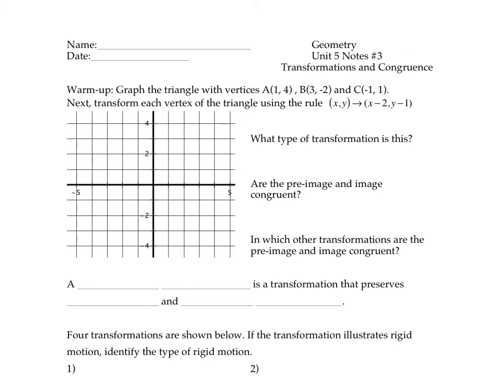Hi everyone, today's lesson is a really quick one from Unit 5. We're going to be taking a look at notes number 3, which is all about transformations and congruence. So the main objective of today's lesson is just to be able to identify a type of transformation given two figures. In our warm-up, we're going to graph a triangle with the following vertices.